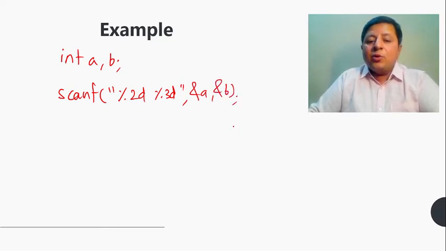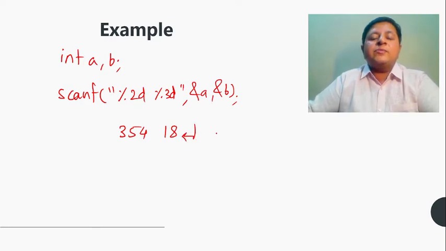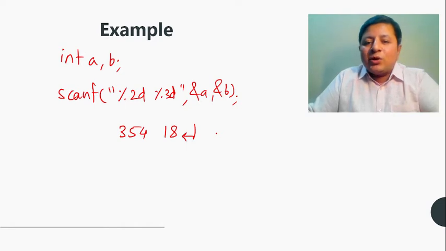Okay, now suppose the user has given input like this: 354, that is 354 space 18, and the user has pressed enter. Now I want you to think what would be the value stored in A and what would be the value stored in B. Maybe I can take a pause of 5 to 10 seconds. You think about it, and then I'll give you the answer and also the explanation.